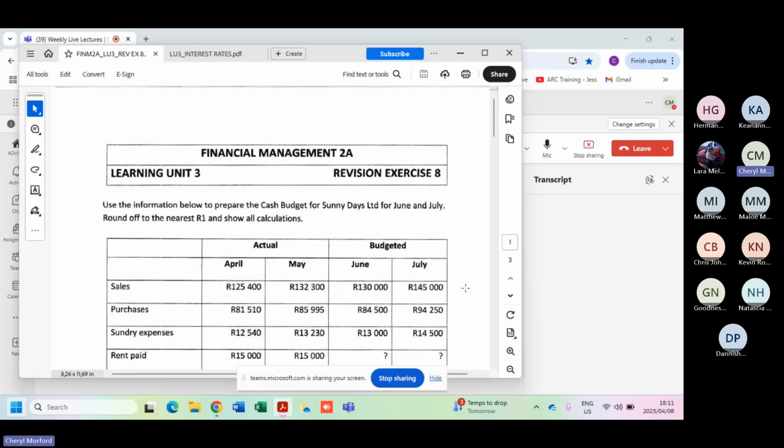I want to take you through a cash budget because there isn't really anything suitable in the textbook. So you may come across something like this in your task 2, and also there's a strong chance of it in the exam.